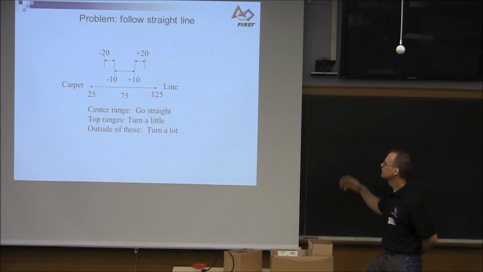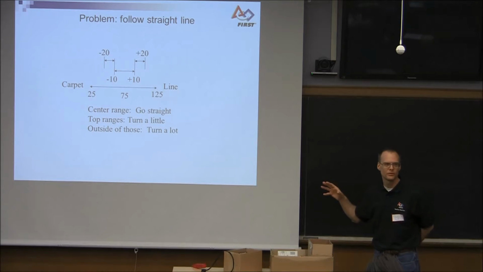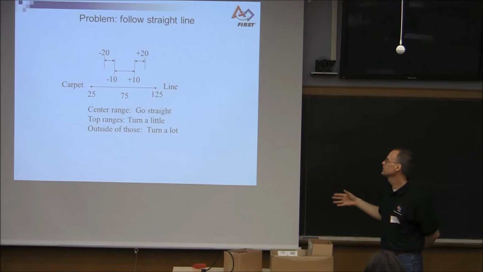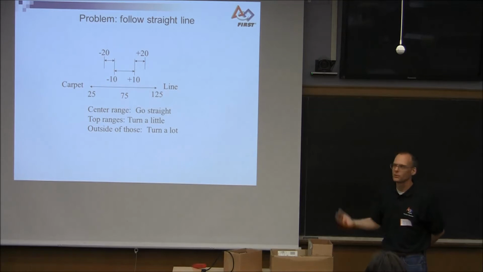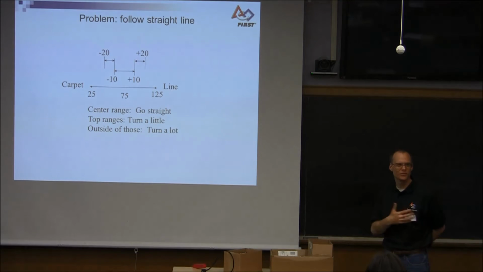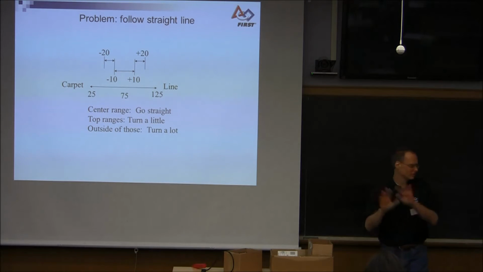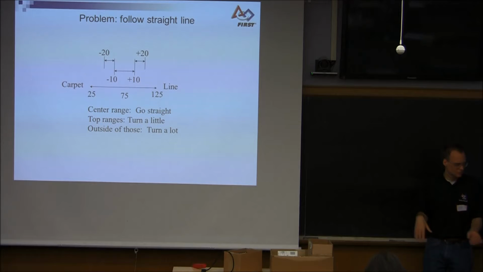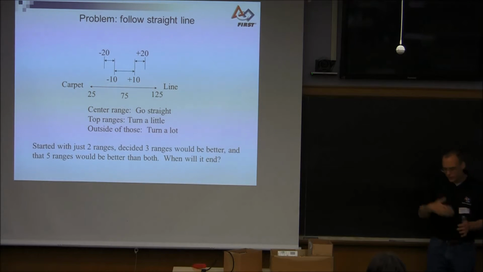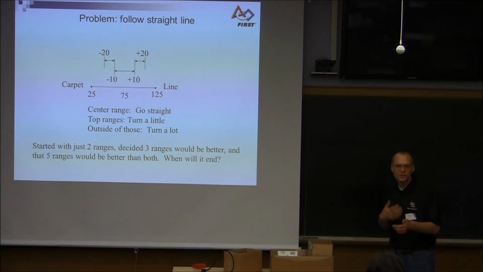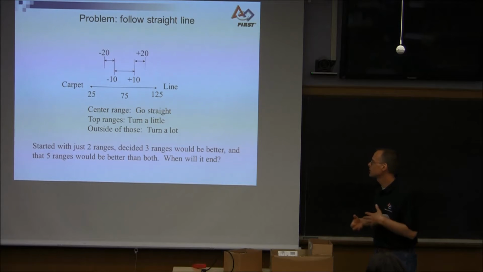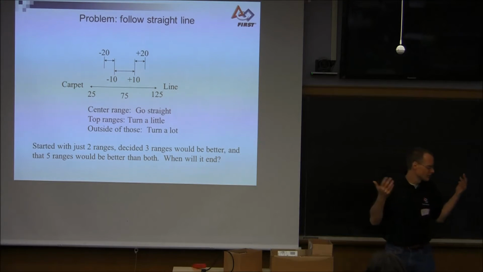So, this is going to be hard. It's going to slow the team down. It's going to take me lots of tries. There's going to be lots of code. It's going to be complex. Somebody else comes to look at it. No. You know what? There has to be a better way. So I started with 2. I decided 3 ranges was better. 5. When will it end?